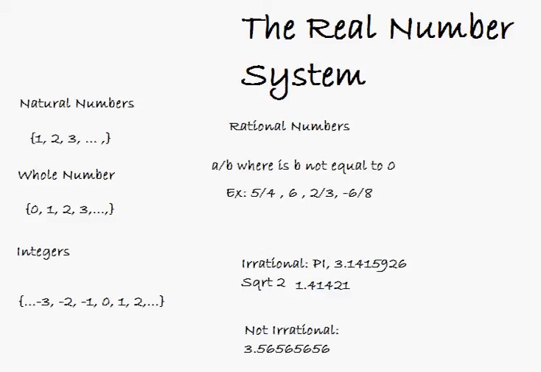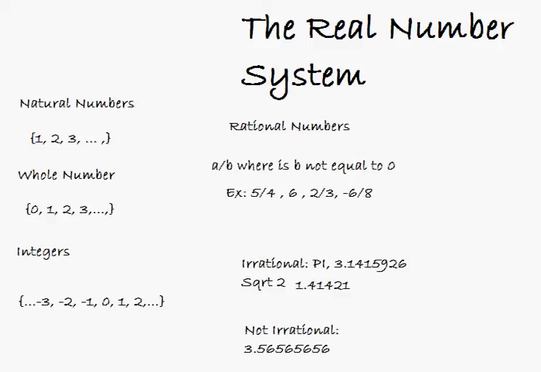Our next one is the rational numbers. A rational number is any number that can be expressed by the ratio a over b, where b cannot be equal to 0, because if you put a 0 in the denominator, that becomes undefined, and as we all know, you cannot divide by 0. A couple of examples: 5/4 would be a over b, where a is 5 and b is 4. 6, where a would be 6 and b would be 1, so 6 over 1 is the same as 6. 2/3, and I also wrote -6/8 because it could also be negative.